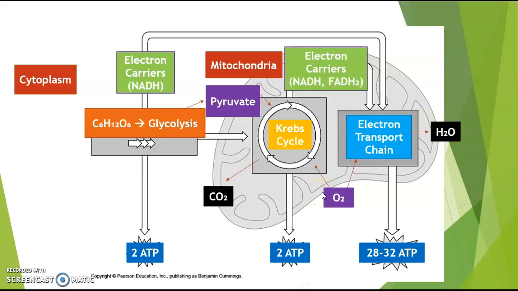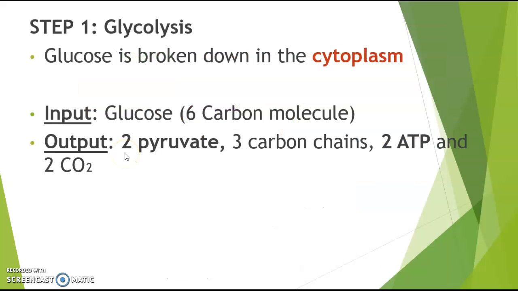So we're going to look at glycolysis first. So this first step out here, the orange. And I'll come back to this image over and over. So if you're following along in your notes, step 1 is glycolysis, which simply means the breakdown of glucose. Where it occurs is out in the cytoplasm.